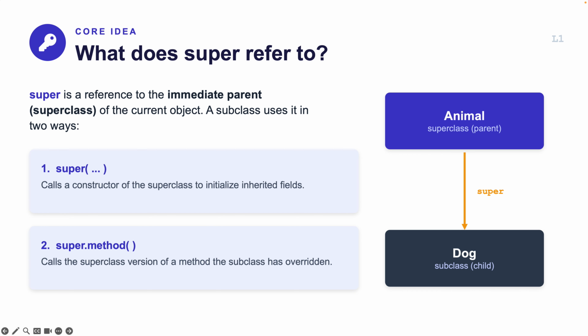First, super with parentheses calls a constructor of the superclass so the inherited fields get initialized properly. Second, super dot a method calls the parent's version of a method that the child has overridden. On the right, you can see the relationship. Dog is a subclass of Animal, and super lets Dog point back up to the Animal portion of itself. Keep that mental image in mind because everything else builds on it.